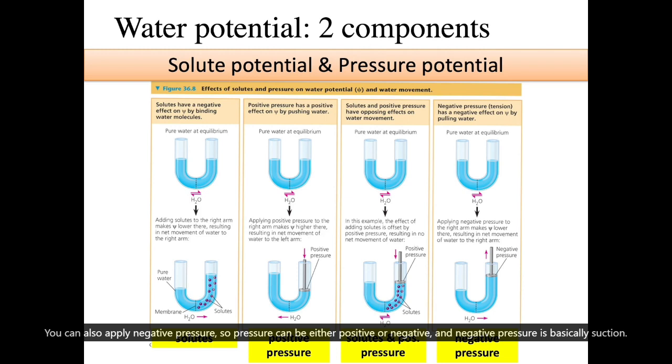You can also apply negative pressure. So pressure can be either positive or negative. And negative pressure is basically suction. So if you pull up on one side of the tube, in this case on the far right panel, you can see the right side of the tube, you will cause negative pressure there. And because water potential always causes water to move from higher to lower potential, water is moving from the 0 potential on the left to the negative potential on the right. And the potential on the right is negative because of the negative pressure component.